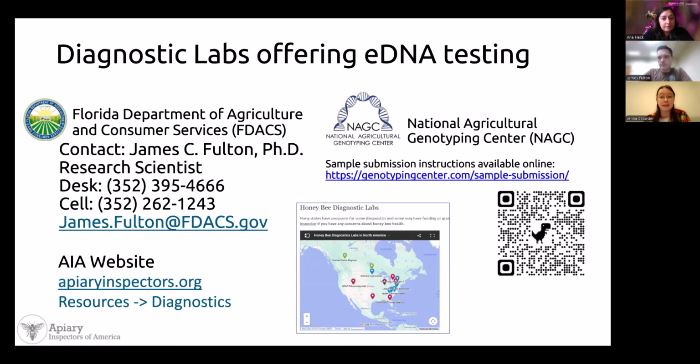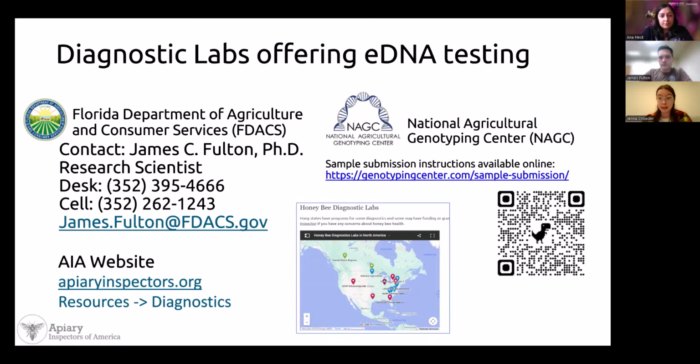So these eDNA tools give us an opportunity to detect early and respond quickly and potentially keep things contained or mitigated. It's always going to be situationally dependent, right? And not every state is going to have the funding to pay for this testing because it is also pretty expensive. But it's always worth reaching out to your apiary program in whatever state you are located in, seeing if this is something they would consider.